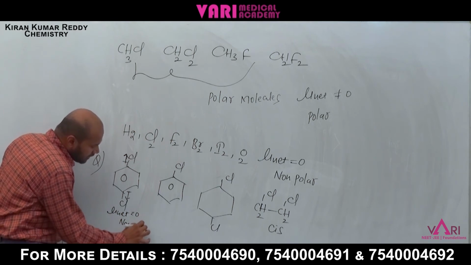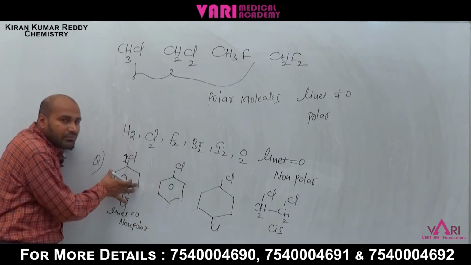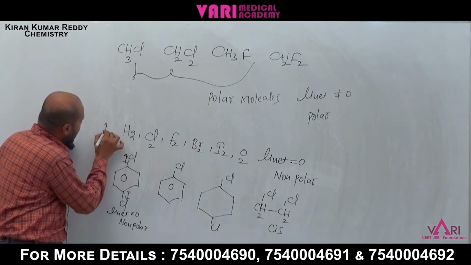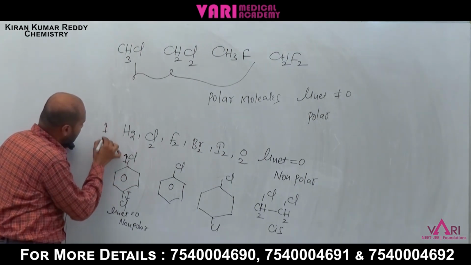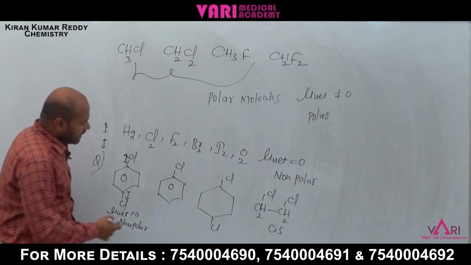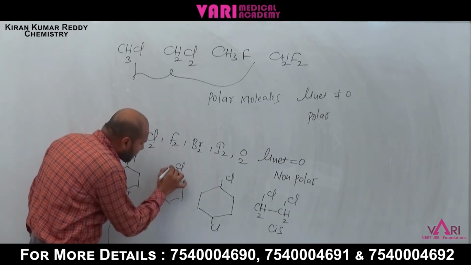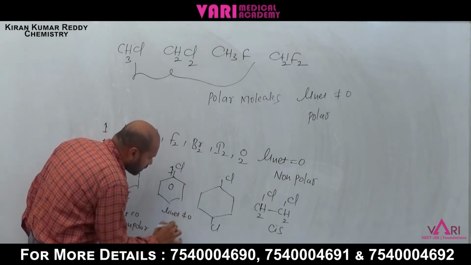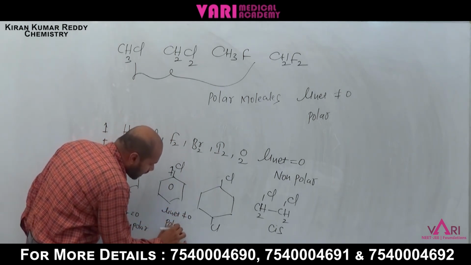Why non-polar? Because in benzene all carbons are present in a plane. That's why one of the directions is this one, another one is the opposite direction. They are cancelling. In chlorobenzene, there is only this one direction. Now mu net is not equal to 0. This molecule will be polar.